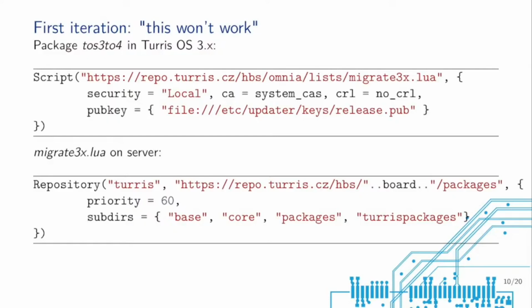On the server, initially, let's say there is only one statement in that migrate 3.x Lua, and that's just a declaration that there is a repository somewhere else with a higher priority. The default priority is 50, which means packages from the new location are going to be preferred, and theoretically this should result in the migration. This should install new packages from the new location, the newer version, so update the whole system and everything would be awesome. Of course, then this presentation wouldn't be here.